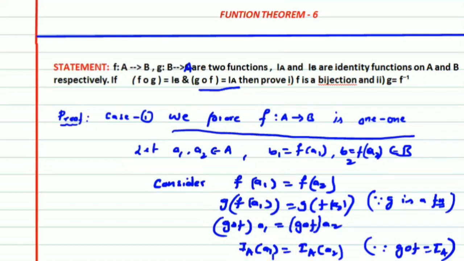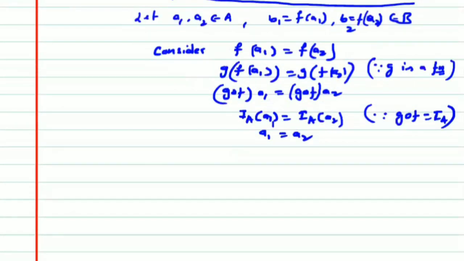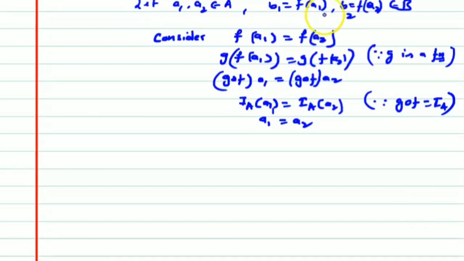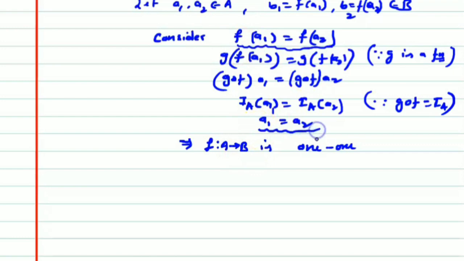Therefore, what can we conclude? F of a1 is equal to F of a2, and since F of a1 is equal to F of a2, a1 is equal to a2. This implies F maps A to B is a 1-1 function, isn't it? I considered F of a1 equal to F of a2 and arrived at a1 equal to a2. Therefore, F is a 1-1 function. So next, case 2. In case 2, what do I have to prove?